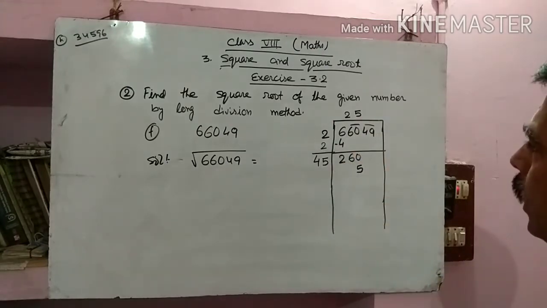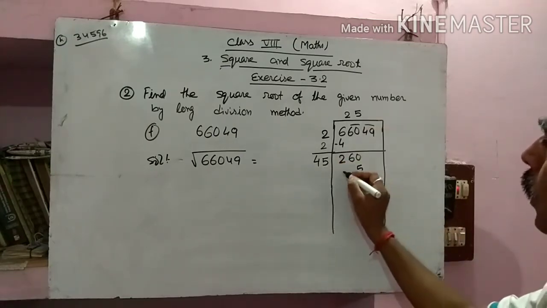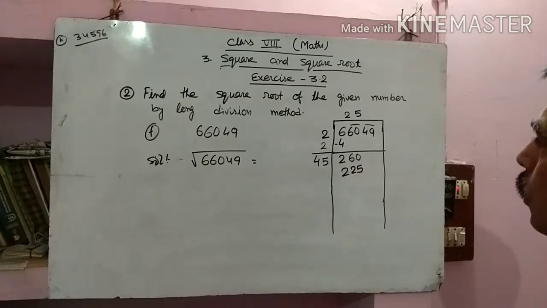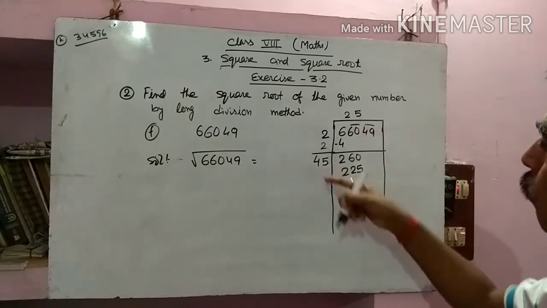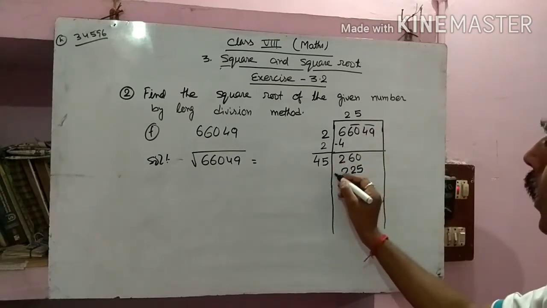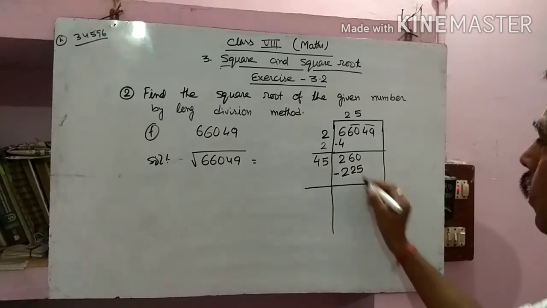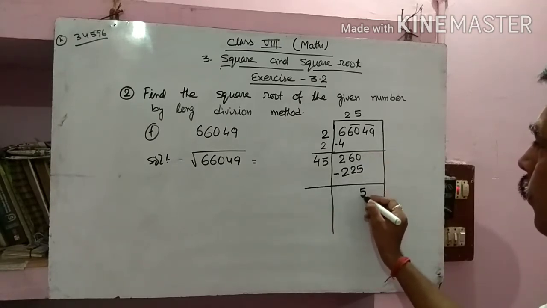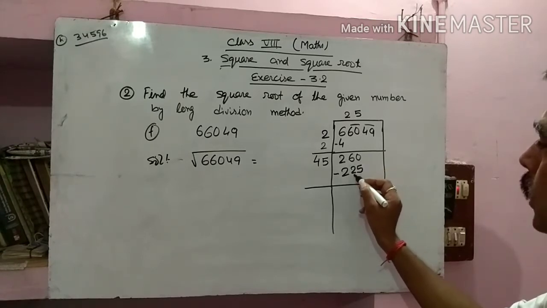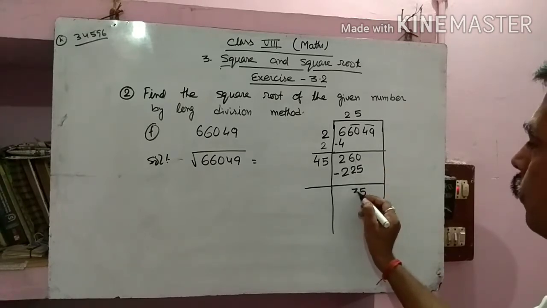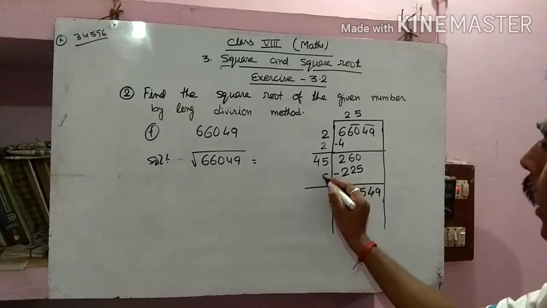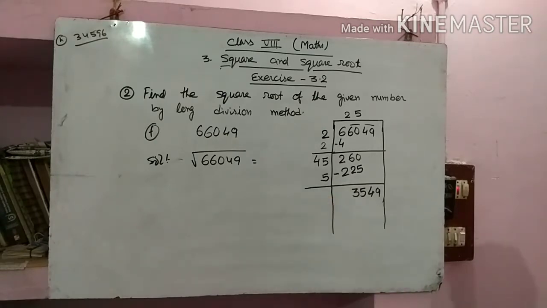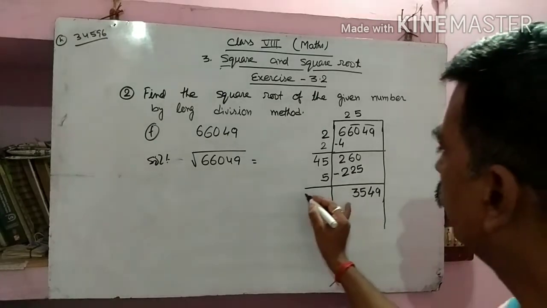5 fives are 25, carry 2. Then 5 fours are 20, and with this 2 it becomes 22. Is it? 5 fives are 25, 2 carried, and 5 fours are 20, and this 2 becomes 22. After subtracting that, what will we get? 5 minus 2 becomes 3. Then bring down 4 and 9. Then if we add 5 here, what will it become? 50.